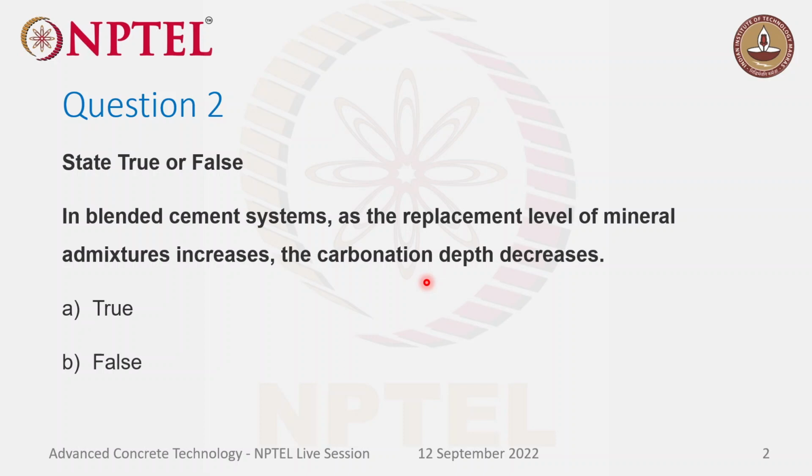Let me start the timer now. After a minute, we will see the answer. If you have one concrete with 10% fly ash replaced and one more concrete with 20% fly ash, we have increased the replacement level, right? What will happen to the carbonation depth once we increase the replacement level of the mineral admixture?